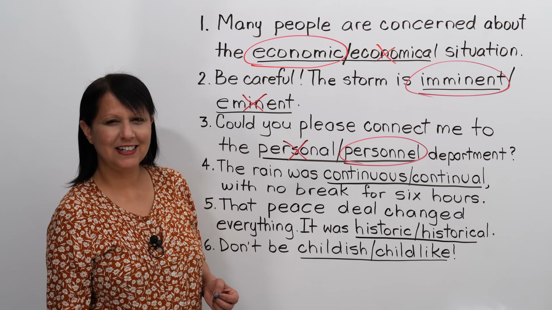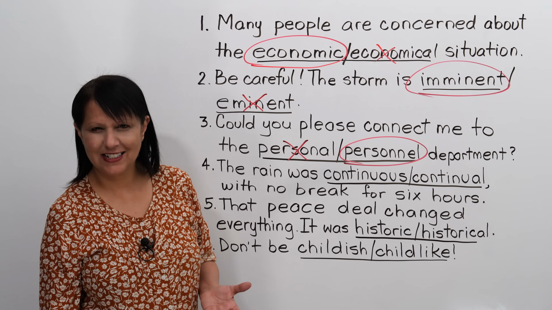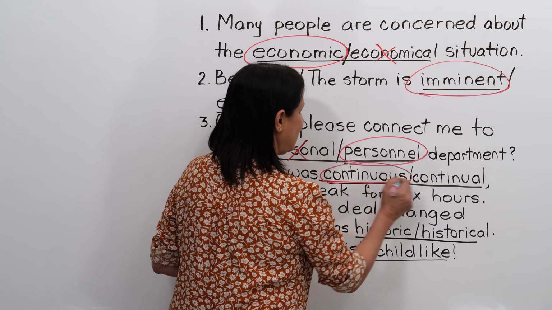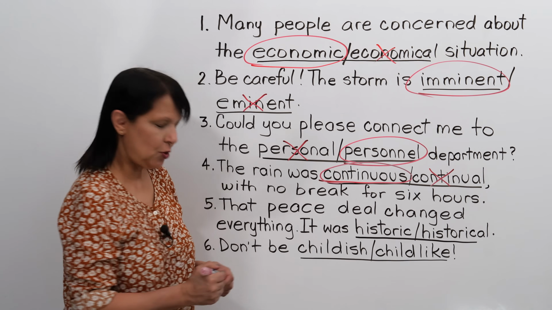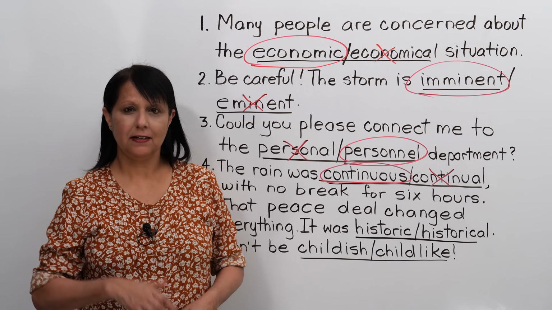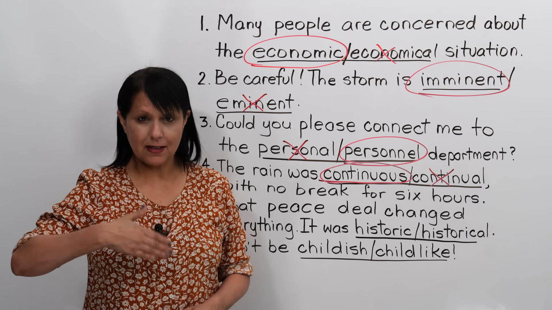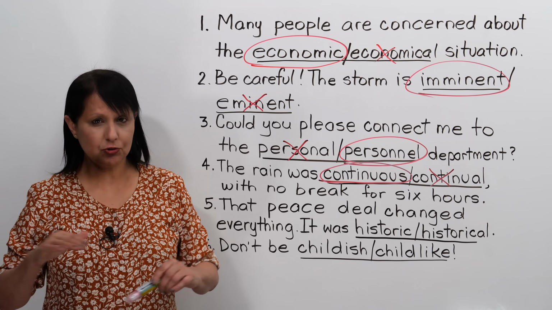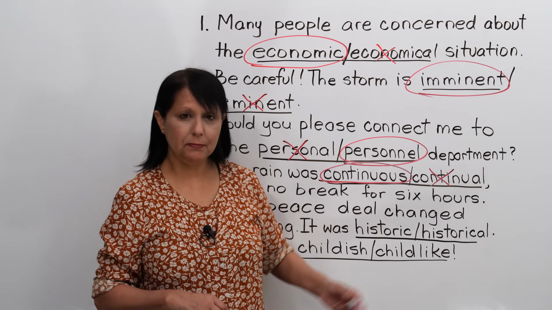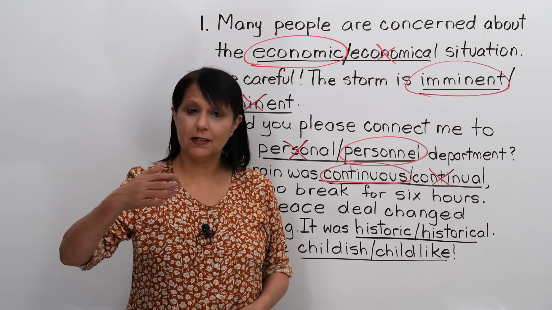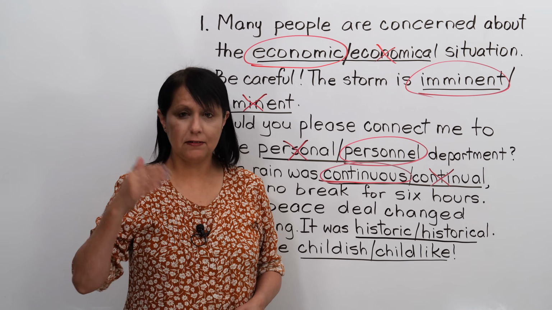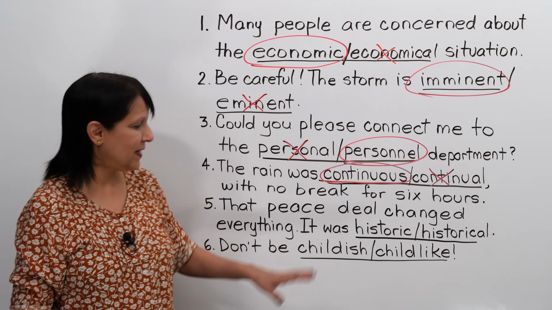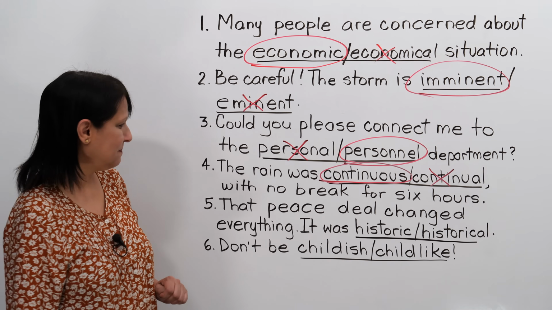So the correct answer is, have you chosen? Okay, the correct answer is continuous. Okay, so continuous means that something kept happening, something continued with no break, without stopping. And continual means that something kept happening, something continued, but there were breaks in the middle. All right, we'll look at more examples of that on the next board.